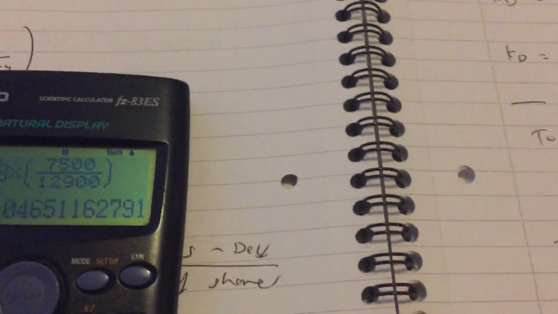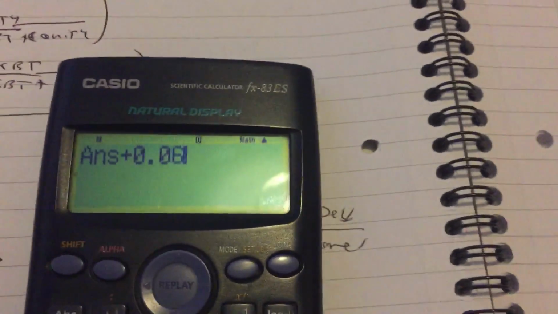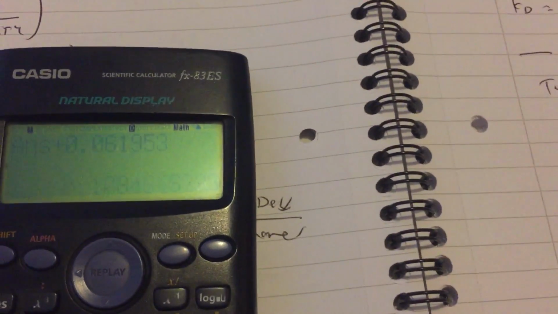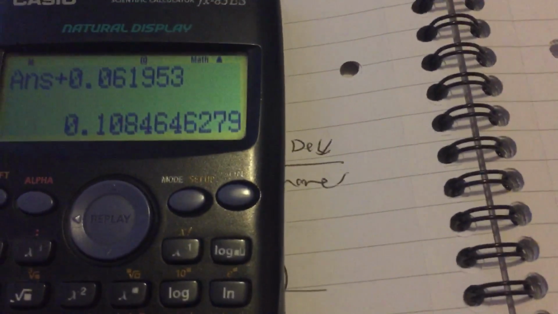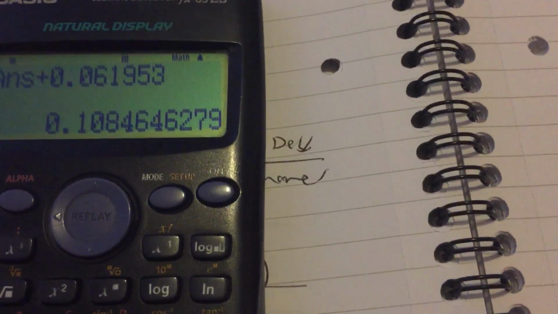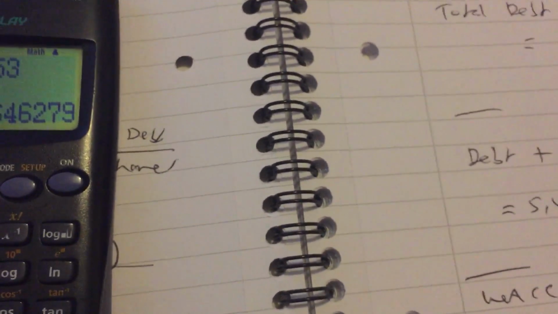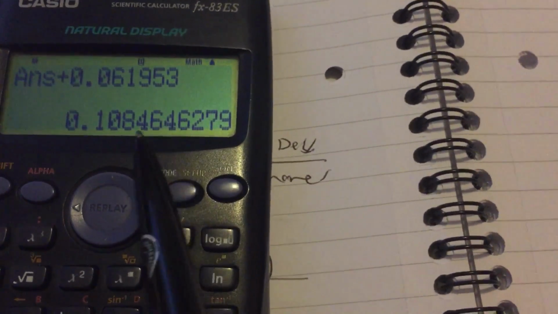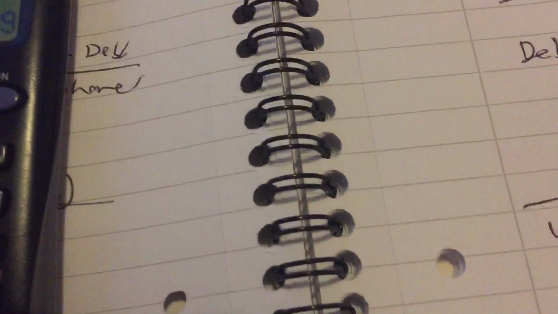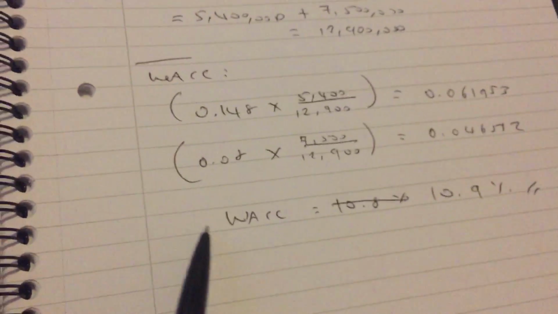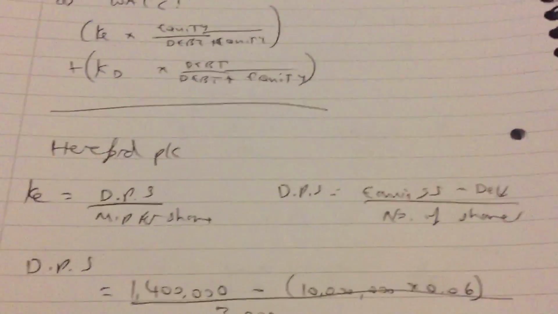So we add these two figures together, 0.046512 and 0.061953, and our weighted average cost of capital equals 10.8%. Let's check that. It's 10.8, the 6 rounds the 4 up to 5, so 10.9. So the weighted average cost of capital is 10.9% for Herfield PLC.